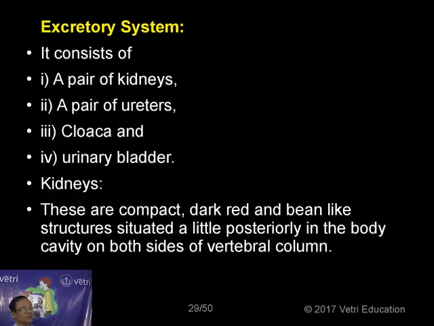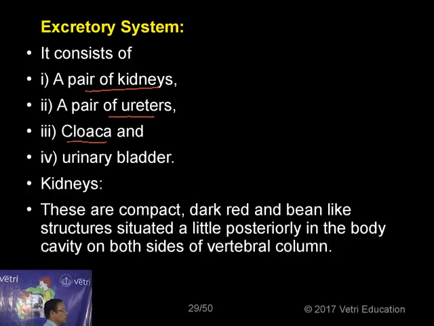Now the excretory system consists of, number one, a pair of kidneys, then a pair of ureters starting from the kidney. The ureters open into a chamber called the cloaca. Connected to these ureters, we have a bladder called the urinary bladder for storing the urine. So from where it is stored in the urinary bladder, it is then discharged into the cloaca and finally opens outside through the cloacal aperture.